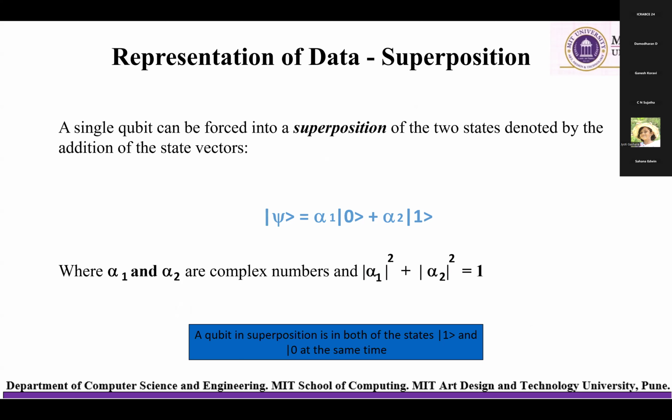A qubit is in superposition of both the 0 and 1 states simultaneously, which means that before measurement, the qubit exists in a combination of these 2 states. Once measured, the qubit will collapse into one of the 2 states, with probabilities determined by the square of the magnitudes of the alphas.